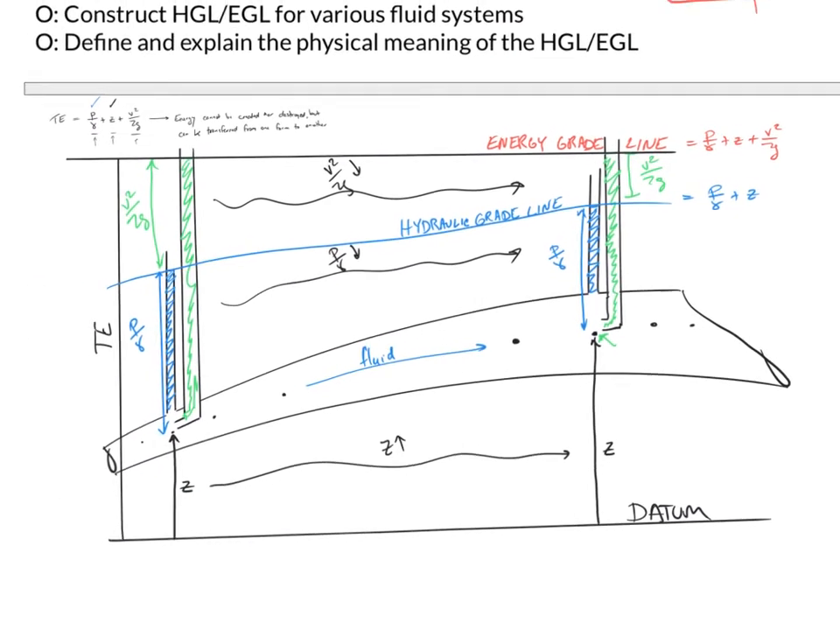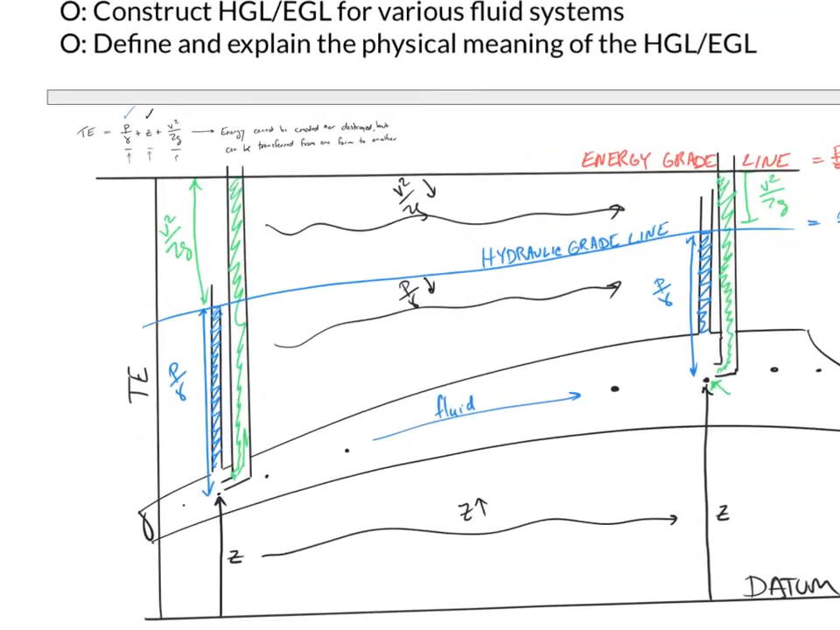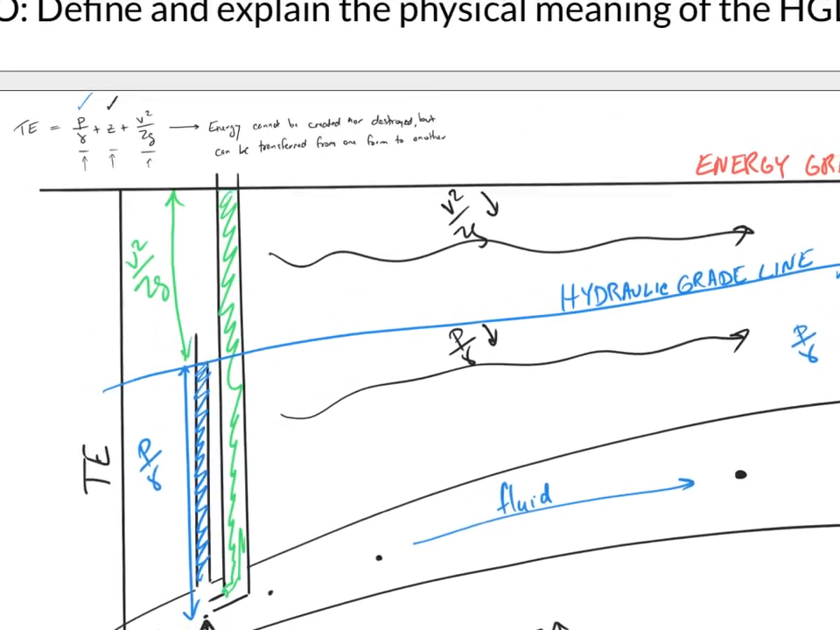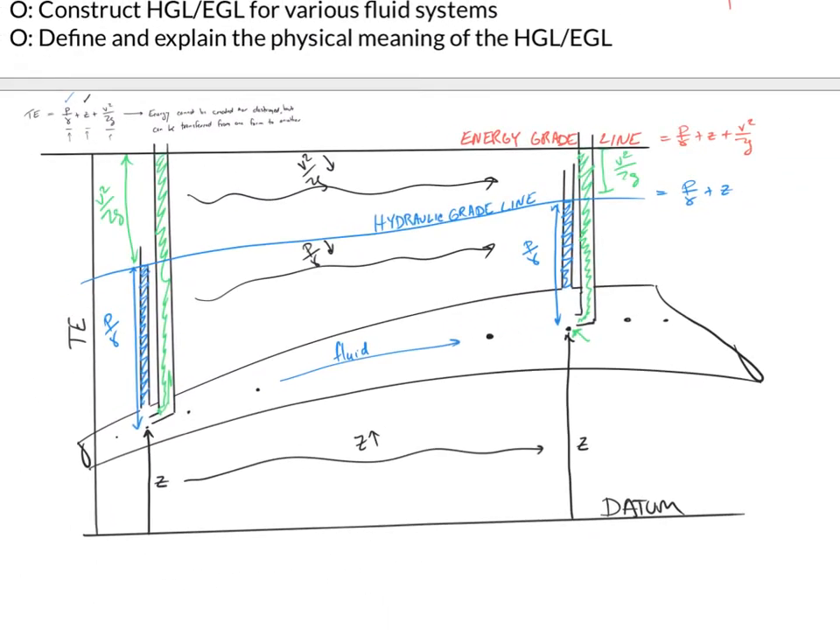Now usually the energy grade line is not flat, and so that's the interesting thing. Because there's one type of energy that we've forgotten, or one source, or in this case actually a sink of energy. What is that sink? That sink is friction. So I'm going to show you a more realistic drawing of this.